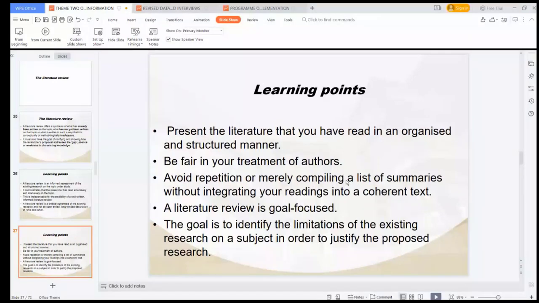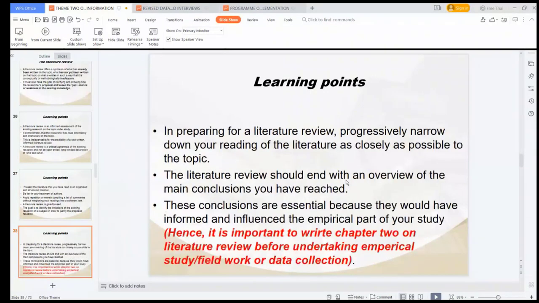And a literature review is goal-focused. The goal is to identify the limitations of the existing research on a subject in order to justify the proposed research. This is what we were saying in the previous slide. In preparing for a literature review, progressively narrow down your reading of the literature as closely as possible to the topic.